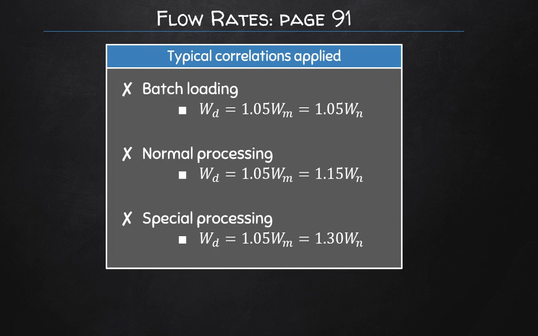Now, the following design flow rates are typically used when designing things like batch processes, normal or typical processes, and special processes, where the maximum expected flow rate would be significantly larger than the normal flow rate, but obviously the maximum is not something that you would operate at continuously for a very long time. Okay, so there's a distinction between a normal flow rate, which is what you would expect for 300 days of the year, with very small changes in this flow rate.